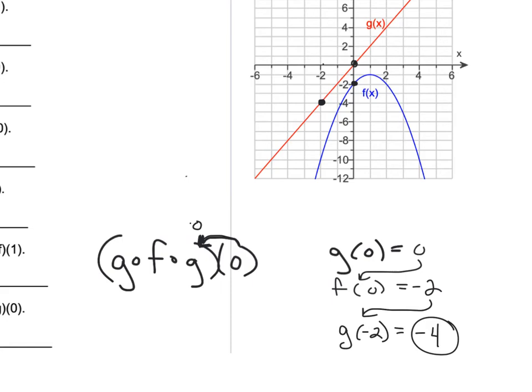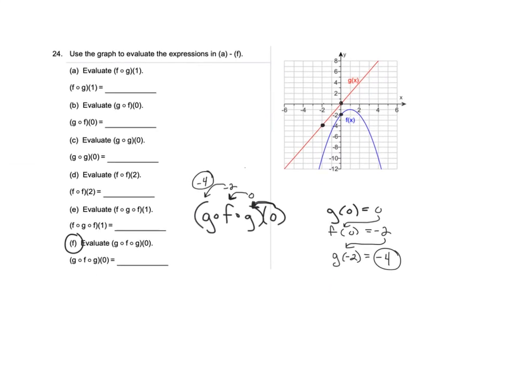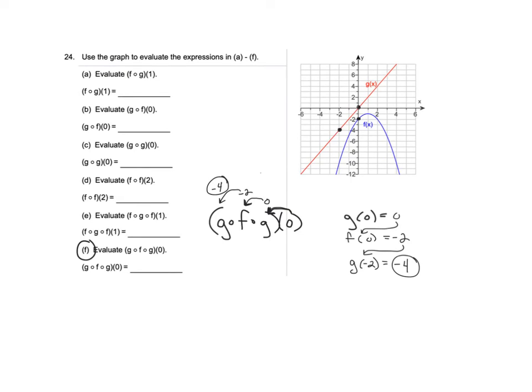So to recap, we took 0, we plugged it into G, and that gave us 0. 0 became our new X. This time we're plugging it into F. Find it on F, and we got negative 2. And lastly, now let's take negative 2 and plug it back into G. And this time we got negative 4. And when we can't go any further, we're done. So my answer is negative 4. Like I said, I just picked 2 of these for time's sake, but this is how you work all of these.